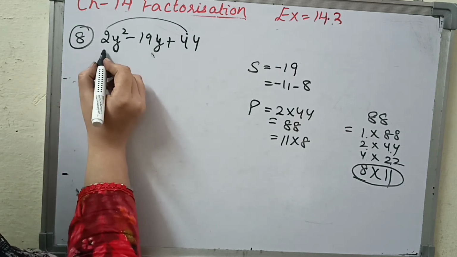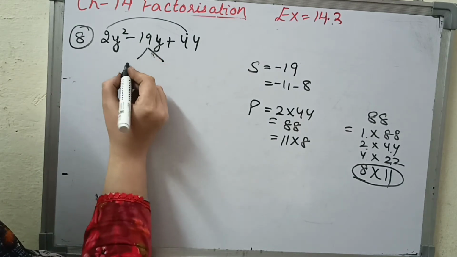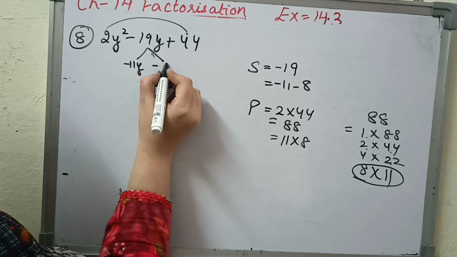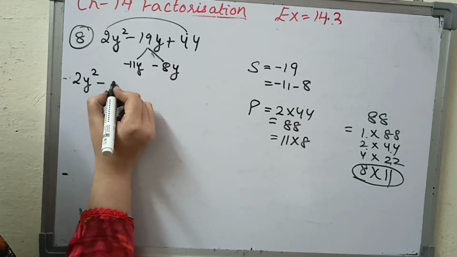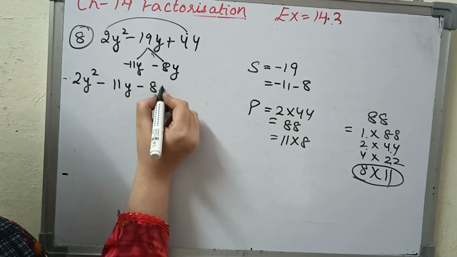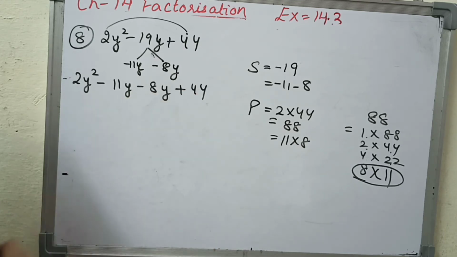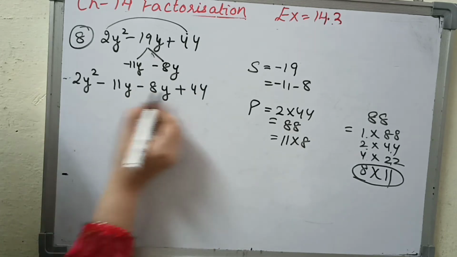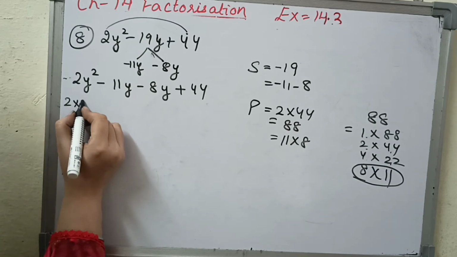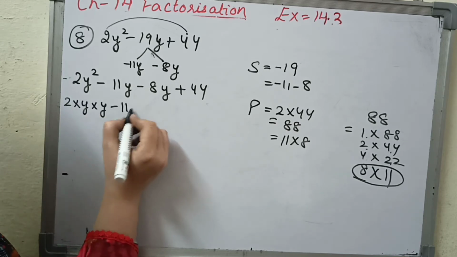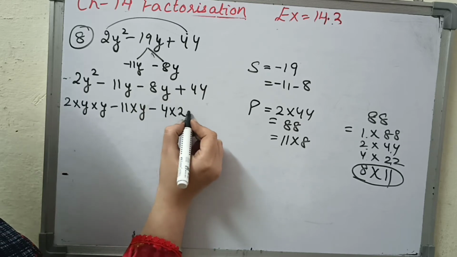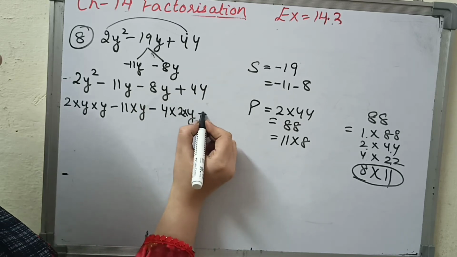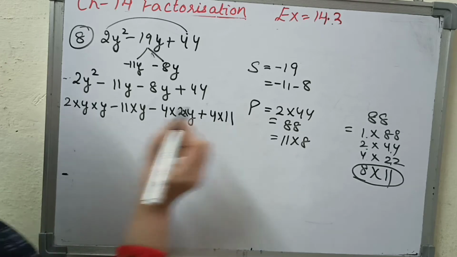Now write down here, 19 can be written as minus 11y minus 8y. So your expression becomes 2y square minus 11y minus 8y plus 44. Now again make the factors of the first term, which is written as 2 into y, it is minus 11 into y. 8y can be written as 4 into 2 into y, okay, and 44, it is 4 into 11.